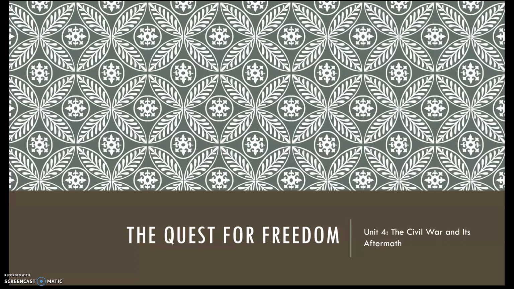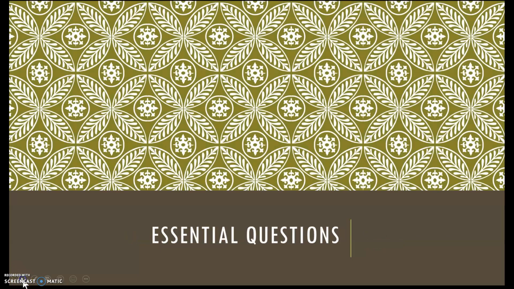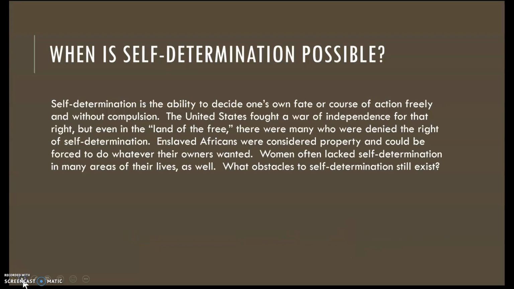Now, your textbook specifically focuses on the American Civil War, but we will be discussing how the essential questions from this unit and some of the texts that we're going to read relate to our society today, as we have done in the past. So our essential questions for this unit, the first one is, when is self-determination possible? Self-determination is the ability to decide one's own fate or course of action freely and without compulsion.